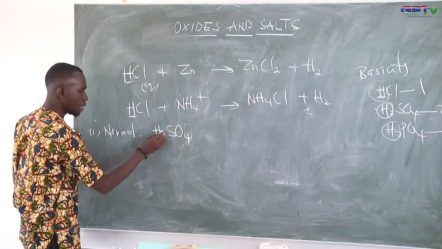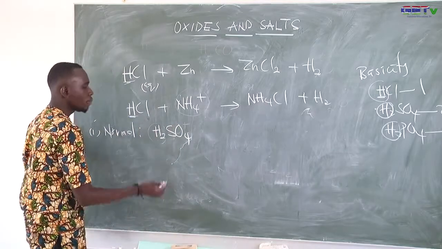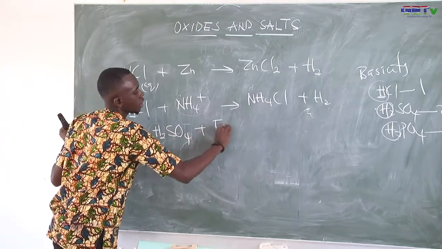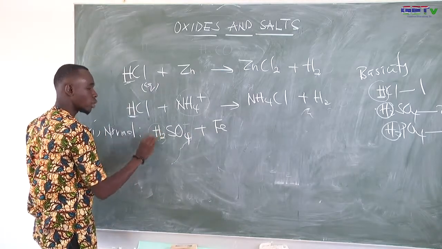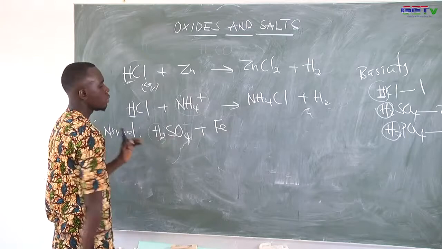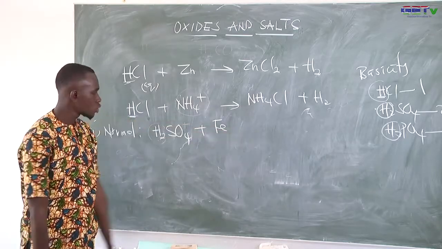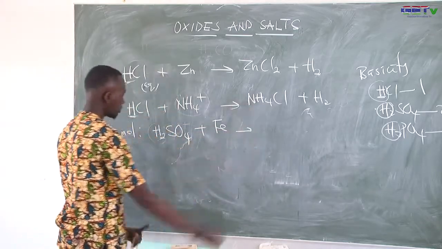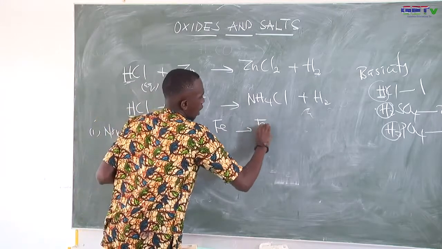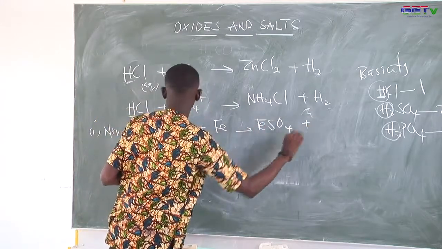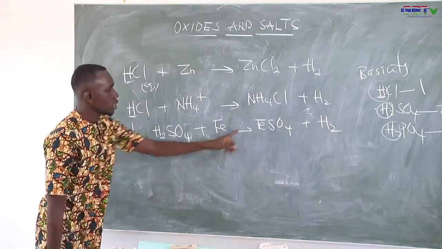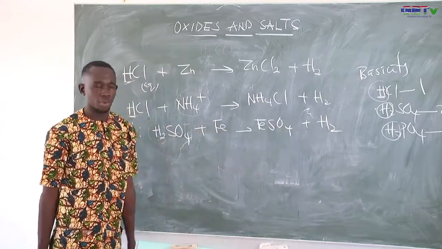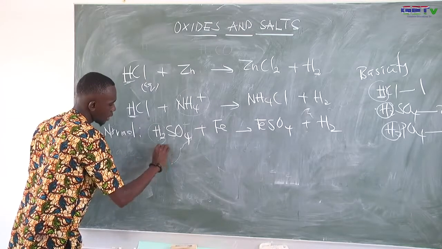In this case, we have a basicity of 2. So if we have a metal like iron, and this iron is able to replace both these 2 atoms of hydrogen, and therefore it will successfully form a normal salt. In this case, we can have iron sulfate plus hydrogen gas. So in this case, a normal salt is formed.